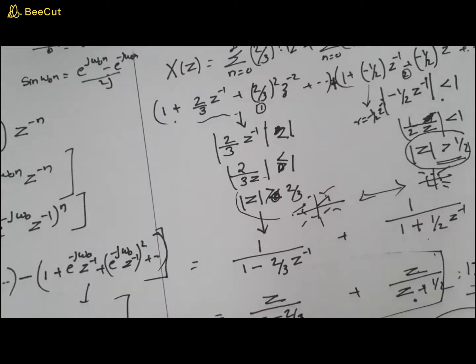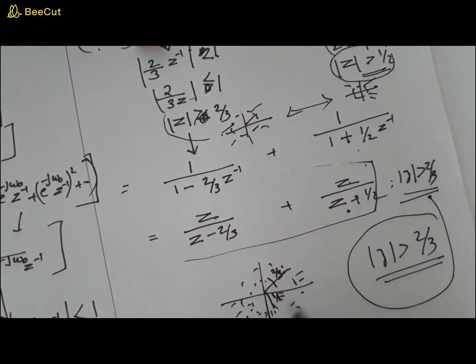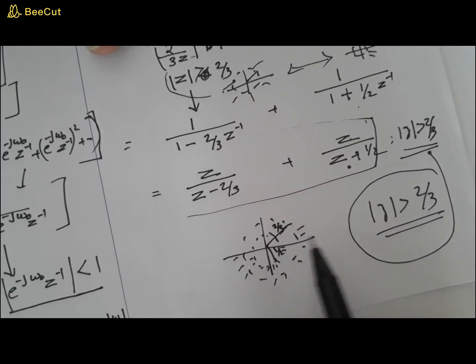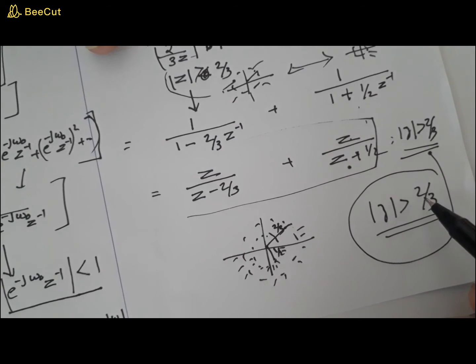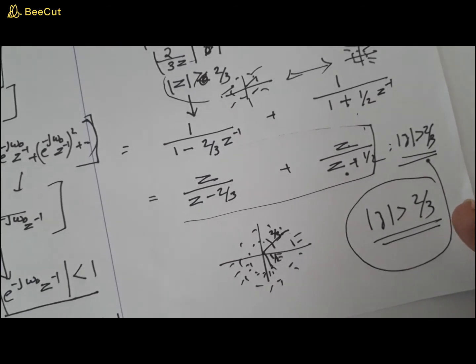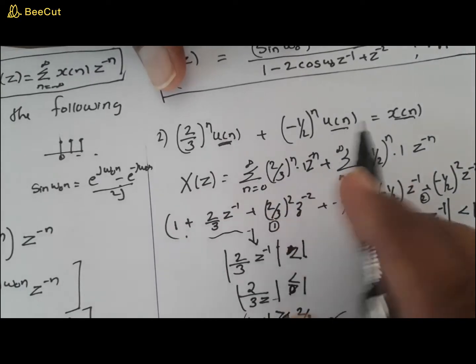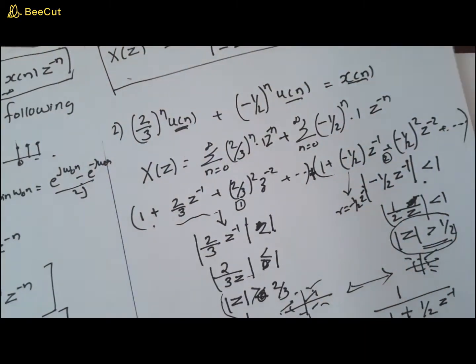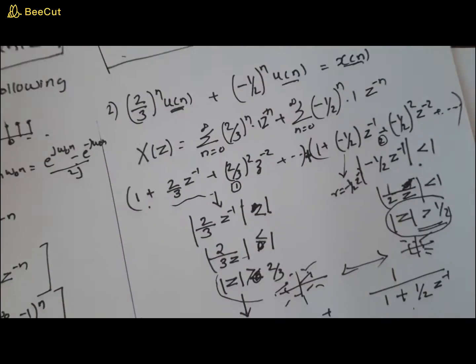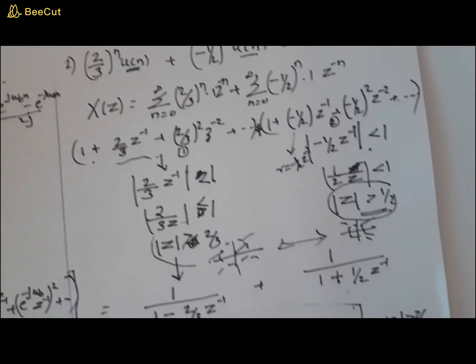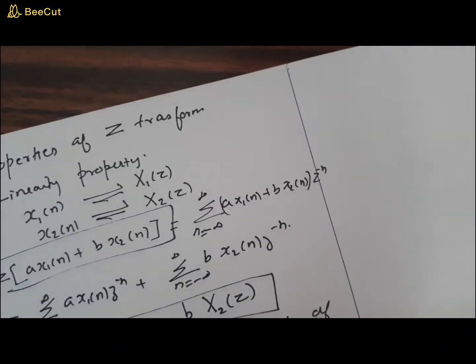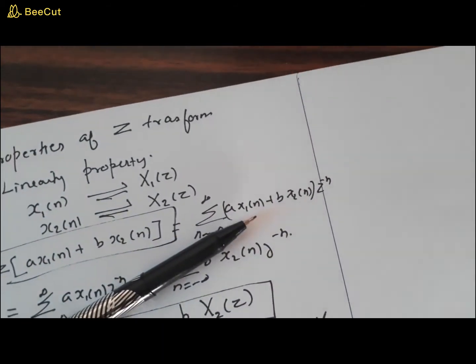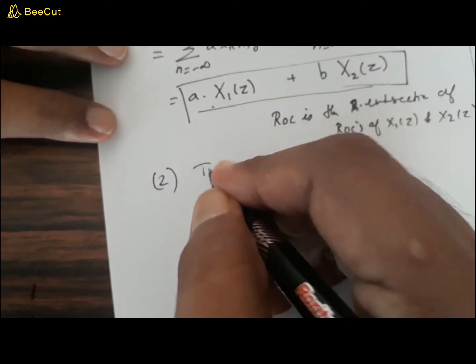Okay, now what is the ROC of this combined signal? That's going to be the intersection. That's what we have explained previously. So in this case it can be mod z greater than half as well as mod z greater than 2/3, but we know that mod z greater than 2/3 is the common region of convergence for this combined signal. In the linearity property, the ROC of the resulting signal will be the intersection of the ROCs of the individual Z transforms.